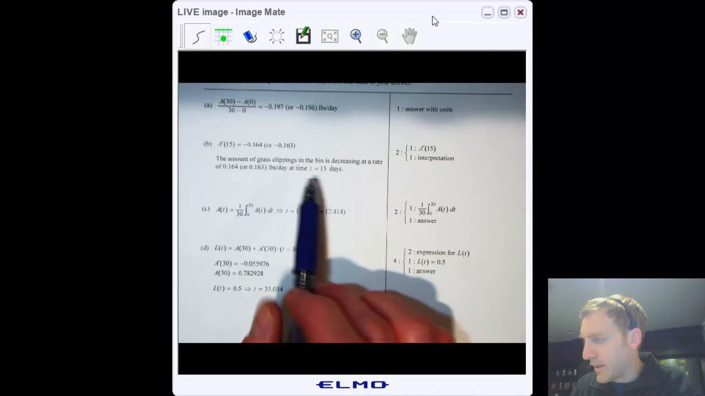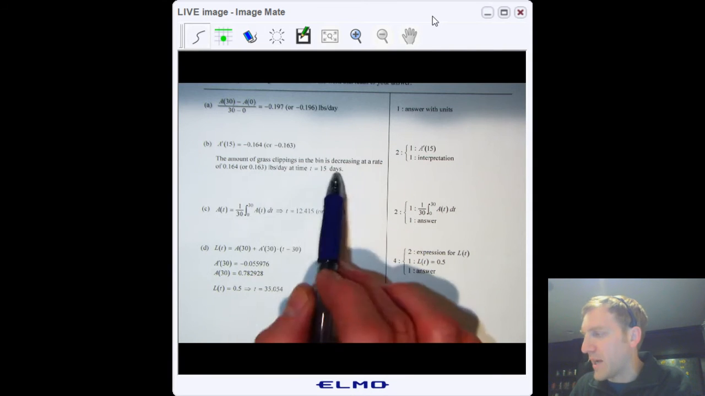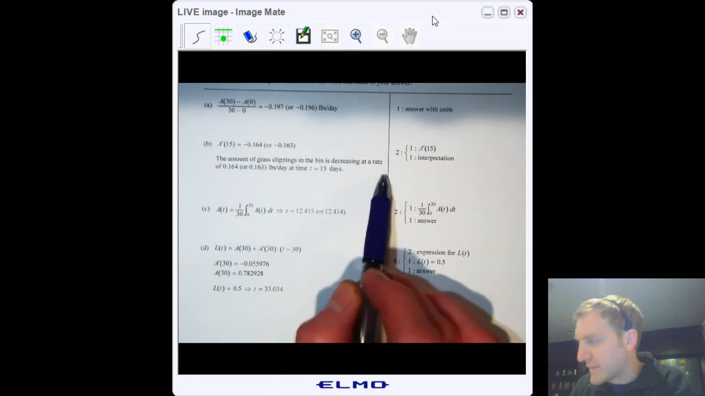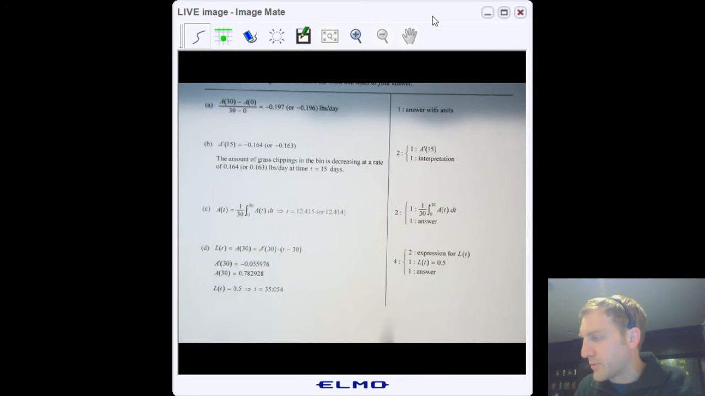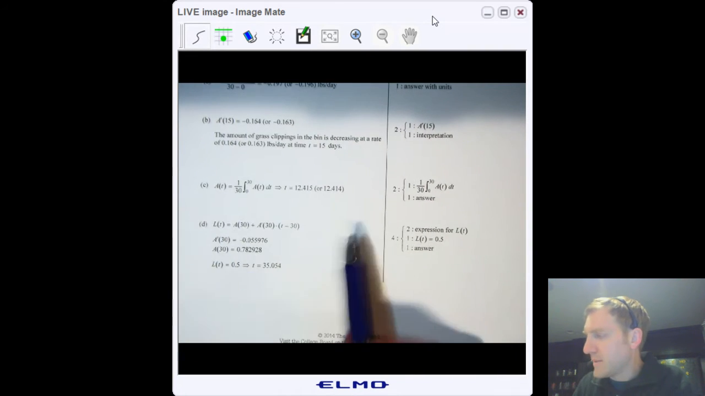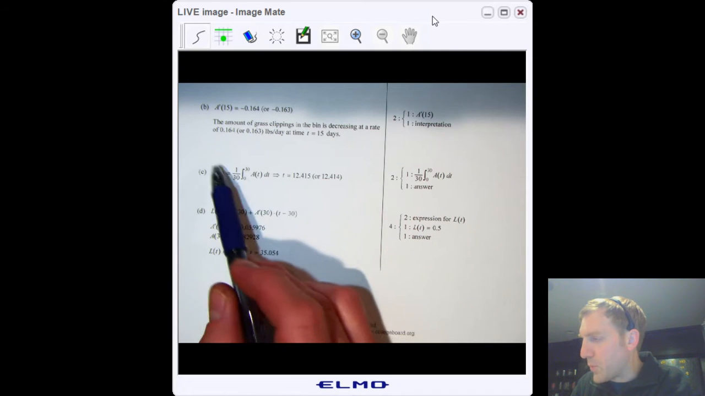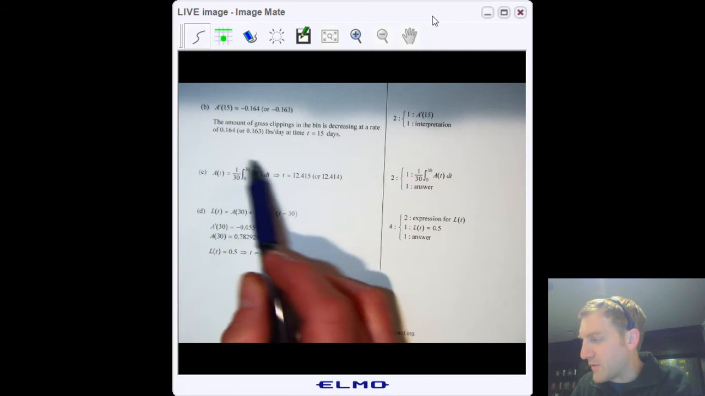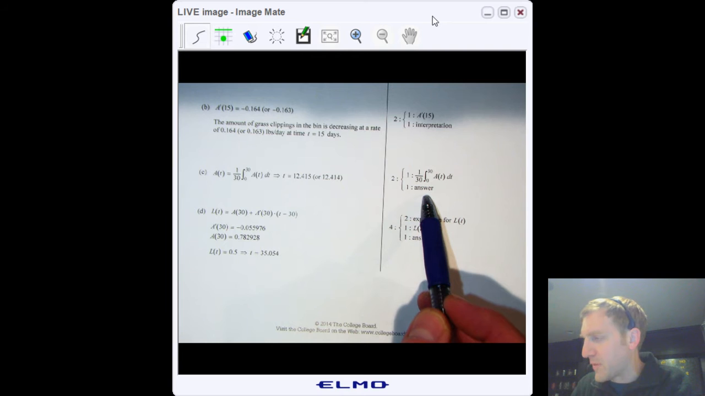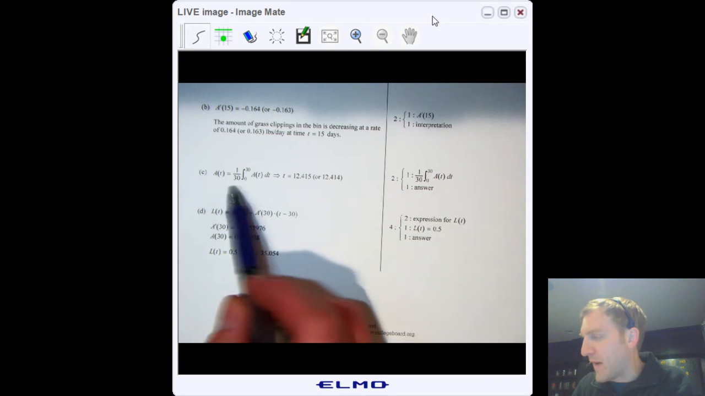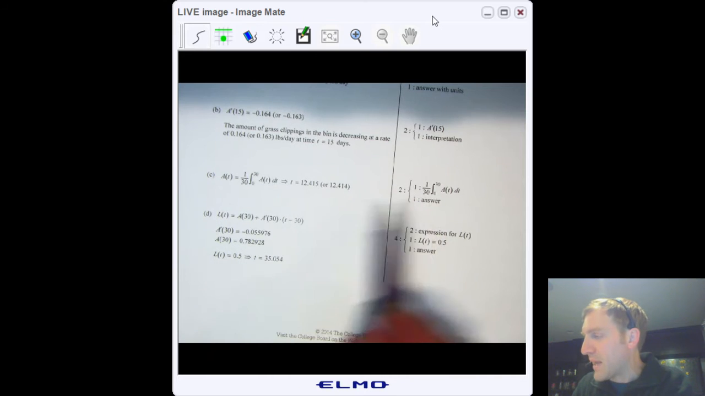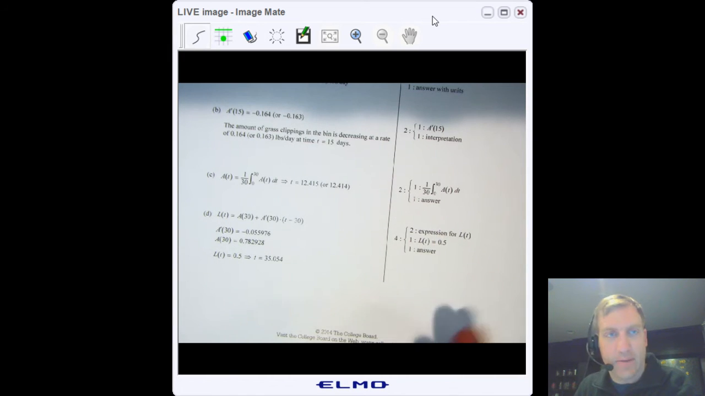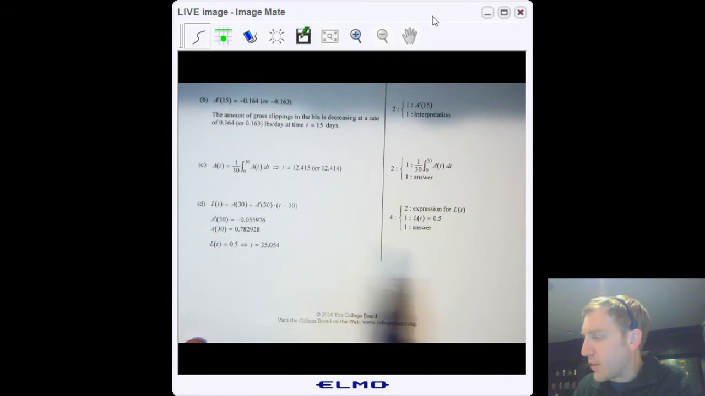Again, the interpretation had to say something about the rate of change, or that the rate is decreasing at that rate, something like that. And again, make sure you say t equals 15. C, 2 points, 1 point for showing the average value formula, and then 1 point for the answer. Notice you didn't even have to find this correctly. As long as you showed this formula in some way, shape, or form, that was a point, and then 1 point for the answer.